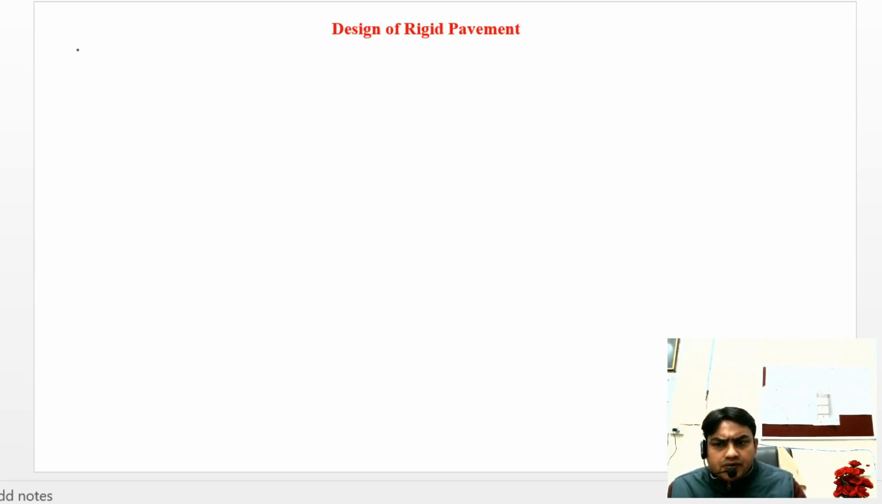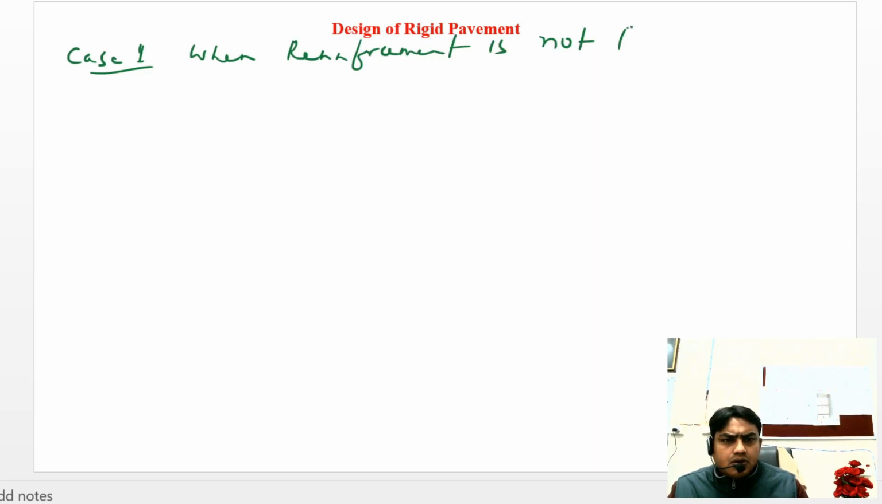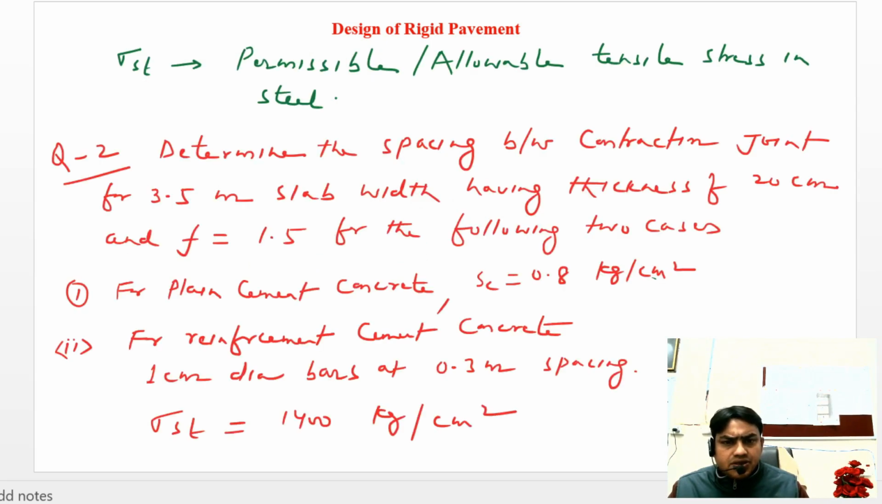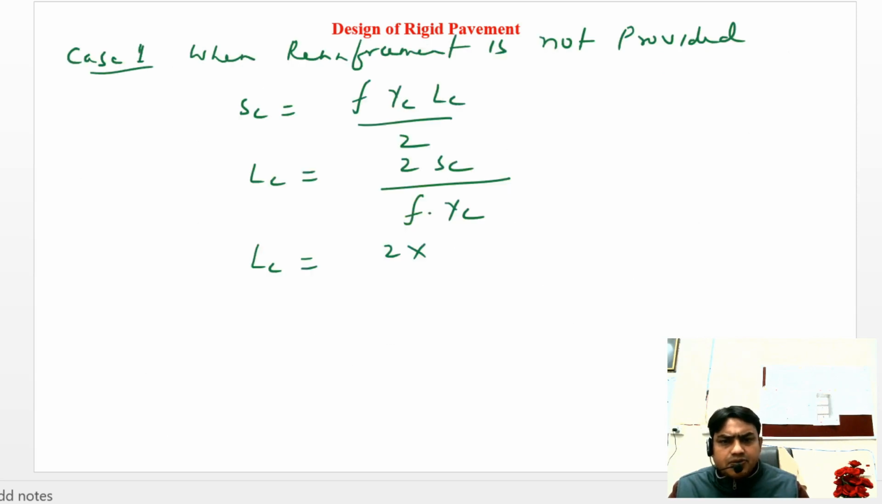So first case first, when reinforcement is not provided, we have seen that SC is equal to F into gamma C into LC by 2. So LC can be computed as 2 times SC divided by F into gamma C. The length of contraction joint is 2 into SC, which is given as 0.8 kg per centimeter square.